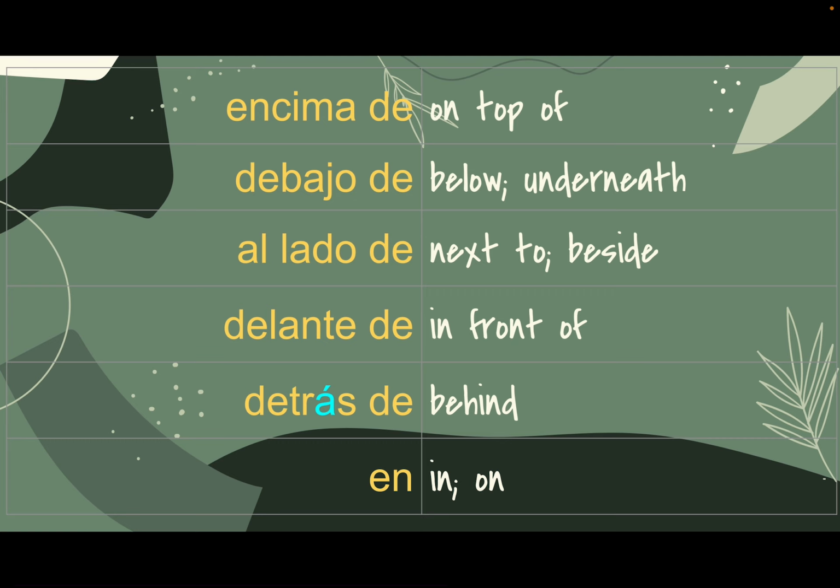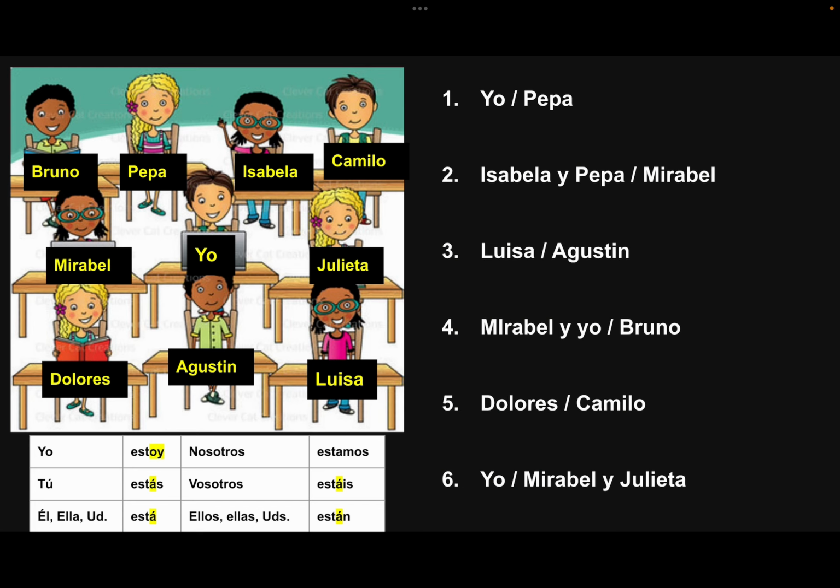Now notice after each one of these prepositions, these location words, it has the word de, except for en. Let me show you what you're going to do with de if it's followed up by a noun. If you're using de, you'll have to use el or la. First, let's practice with this little scenario. We're going to just talk about people, so we can keep it normal. You're going to tell me where these people are located in relation to each other. And because we're talking about the people, don't forget to use estar.